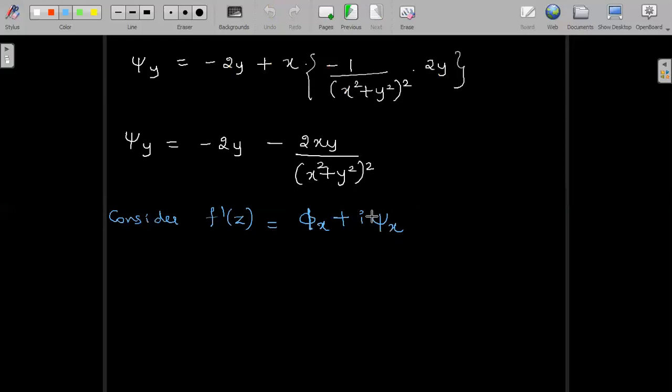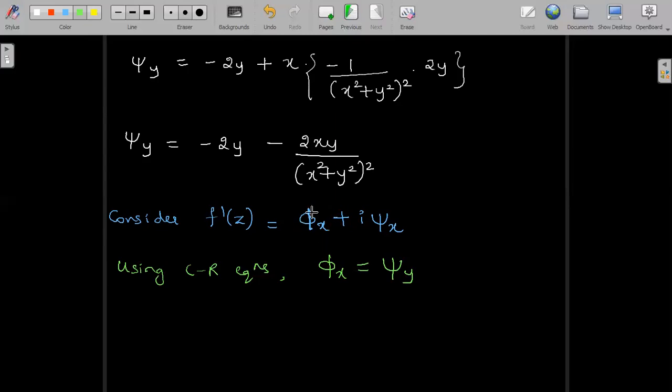Now we know psi x to substitute, but we don't know phi x. So let us use CR equations for phi x. So using CR equations, let us rewrite phi x is equal to psi y. How did we write it like that? We recall CR equations with respect to u and v first: ux is equal to vy and vx is equal to minus uy.